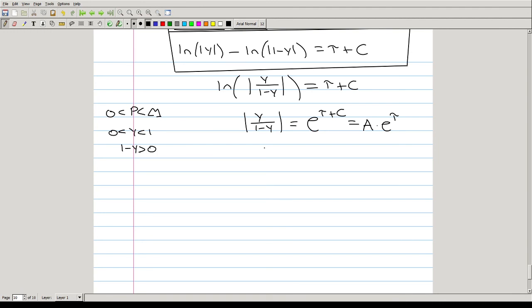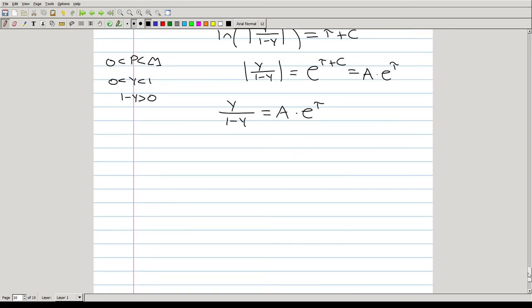So y is positive and 1 minus y is positive, which means we can actually get rid of the absolute value here to have y over 1 minus y is equal to a times e to the tau. And we can directly solve for this a. The a itself is given by plugging in tau equals 0 and figuring out this constant a. So at tau equals 0, y is going to be y naught, which means that a is equal to y naught over 1 minus y naught.